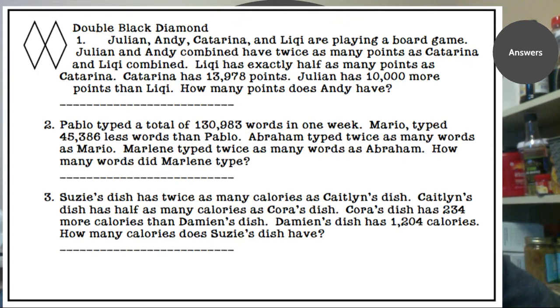Julian and Andy combined have twice as many points as Katerina and Leaky combined. Leaky has exactly half as many points as Katerina. Katerina has 13,978 points. Julian has 10,000 more points than Leaky. How many points does Andy have?